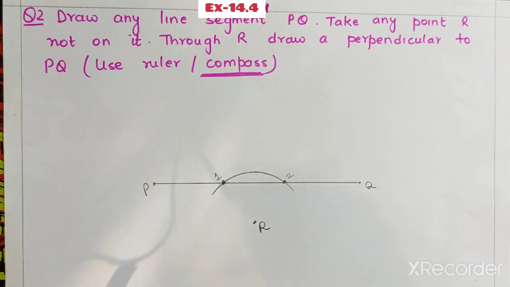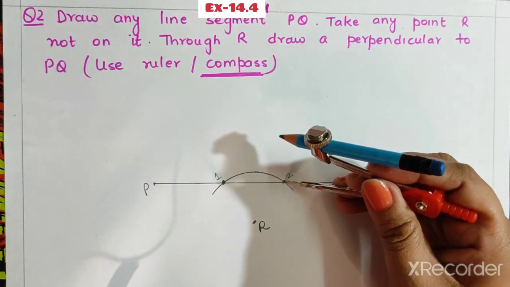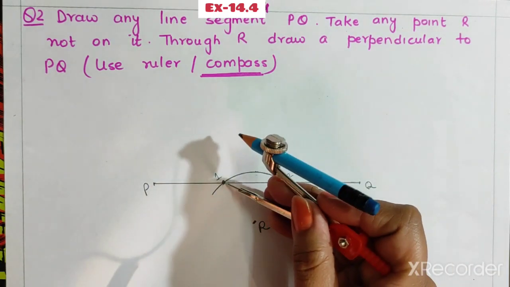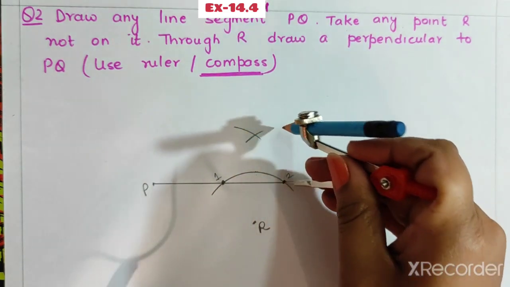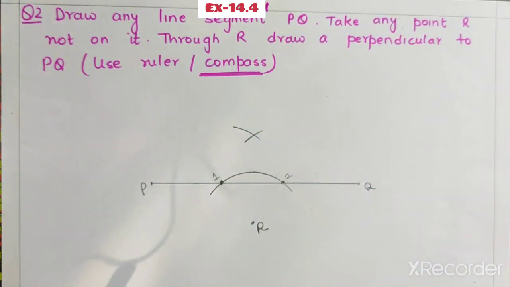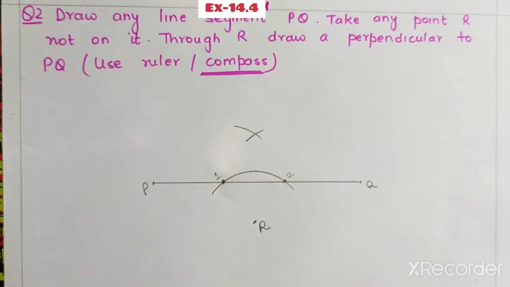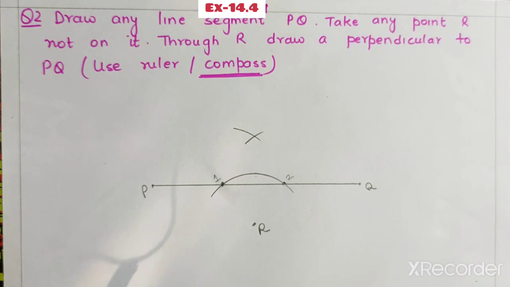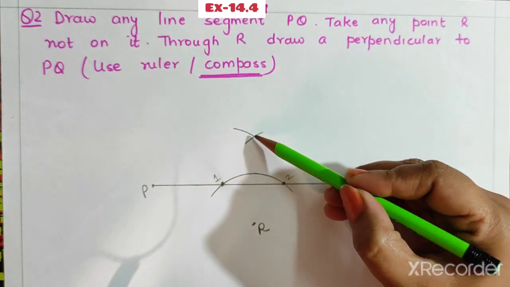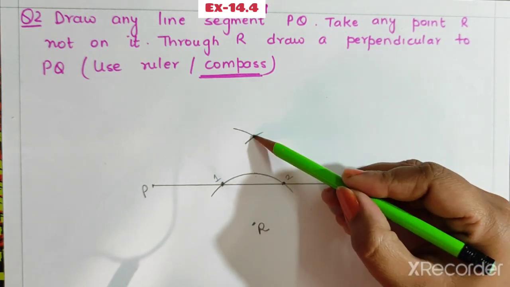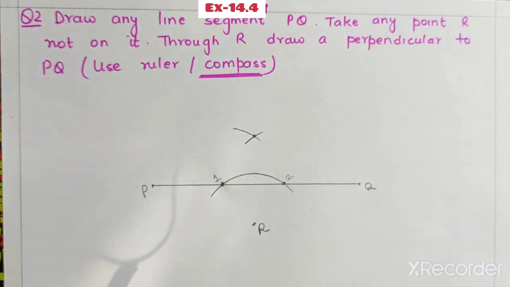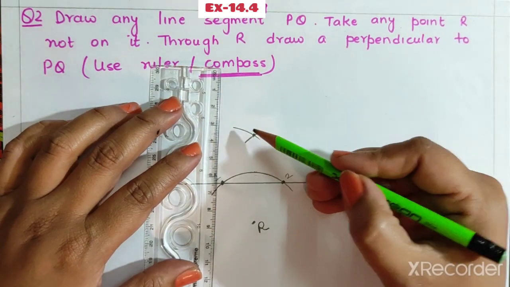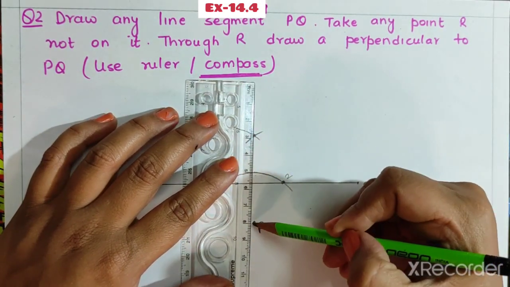Now again, with a random length of the compass, from point number 1 and point number 2, you have to draw 2 arcs which cut each other. So here we have drawn the 2 arcs which are cutting each other, with the random length only. This is the point of intersection of the arcs. We have to join this point with point R.